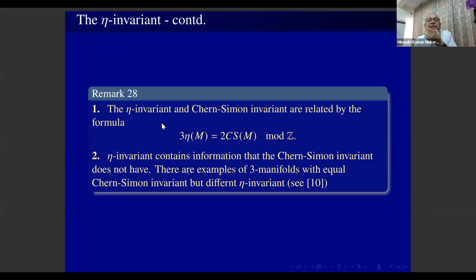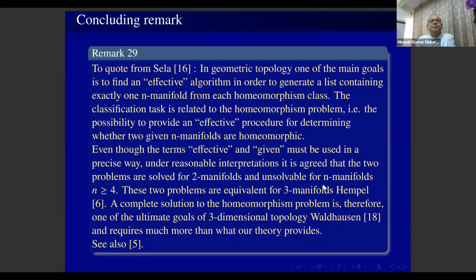Now, the eta invariant and Chern-Simons invariant are related by the formula: 3 eta of M is equal to CS of M mod Z, because they are not equal, but they differ by an integer. The eta invariant contains information that the Chern-Simons invariant does not have. There are examples of three manifolds with equal Chern-Simons invariant but different eta invariants. But since I'm not going into details of this, I just conclude.